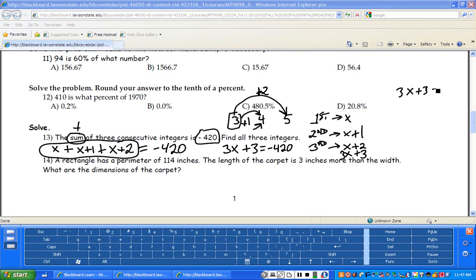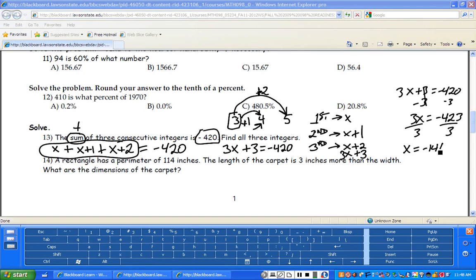Now you have an equation you can work with: 3x plus 3 equals negative 420. Subtract 3 from both sides, that cancels. 3x equals negative 423. Divide both sides by 3. Negative 423 divided by 3, and you end up with x equals negative 141.